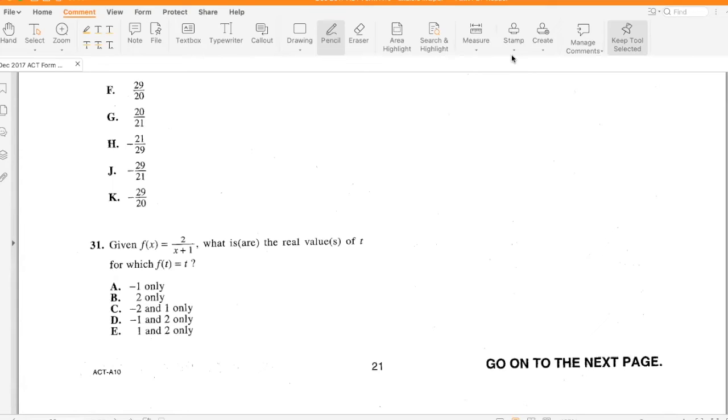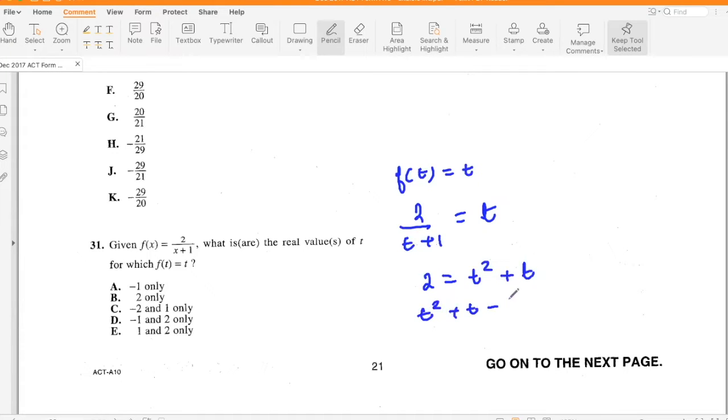Question 31. Given f(x) is 2 by x plus 1, what are the real roots of t for which f(t) is t? So f(t) is t, which means 2 by t plus 1 should be t. So 2 should be t squared plus t. So t squared plus t minus 2 is 0.